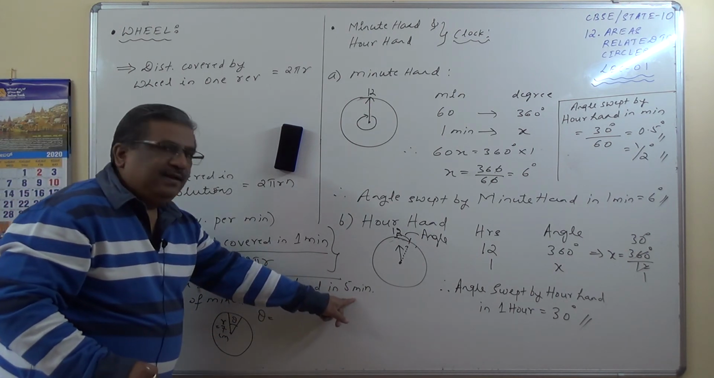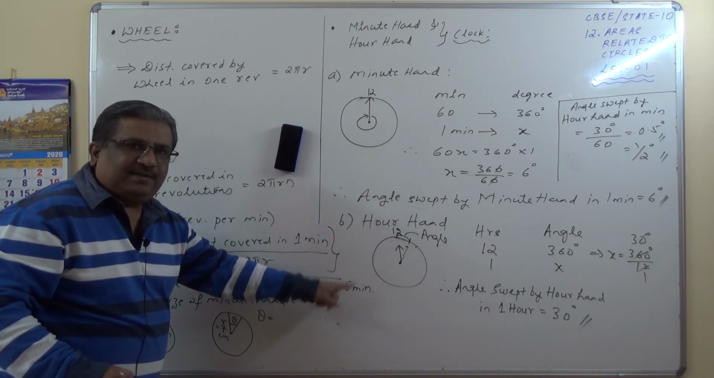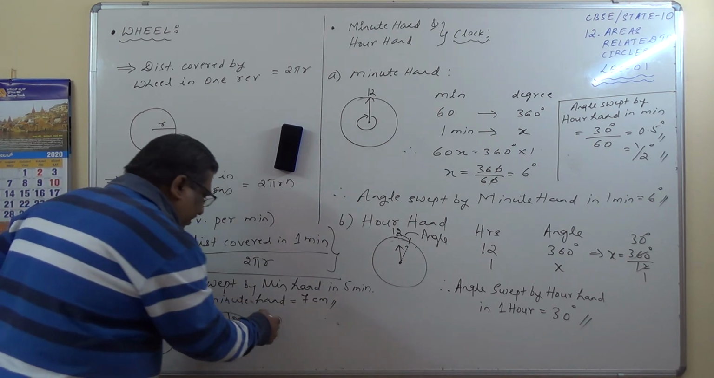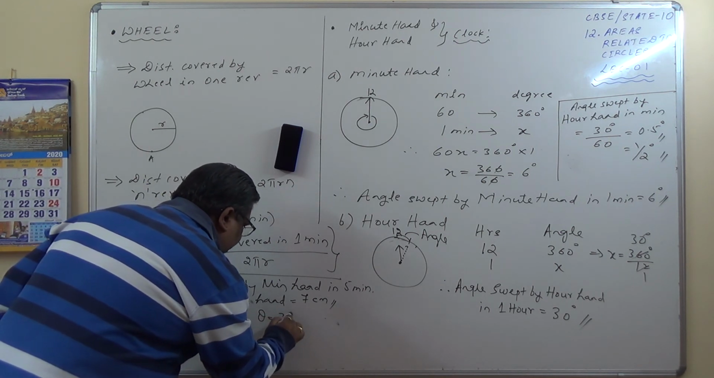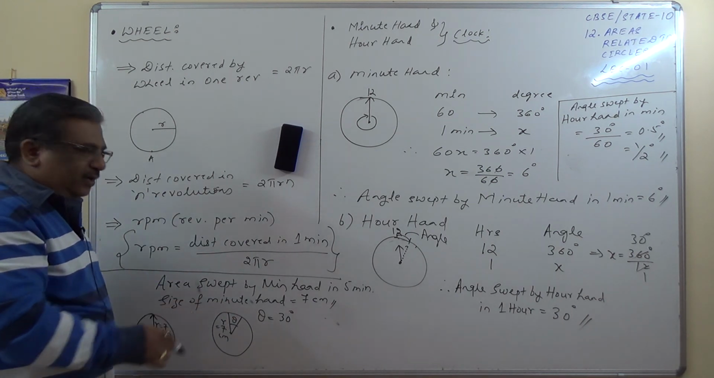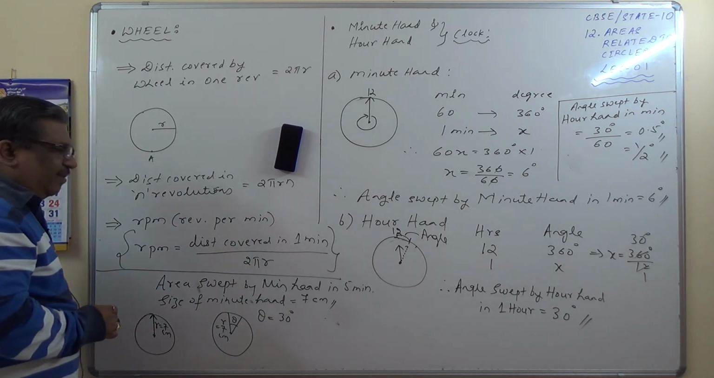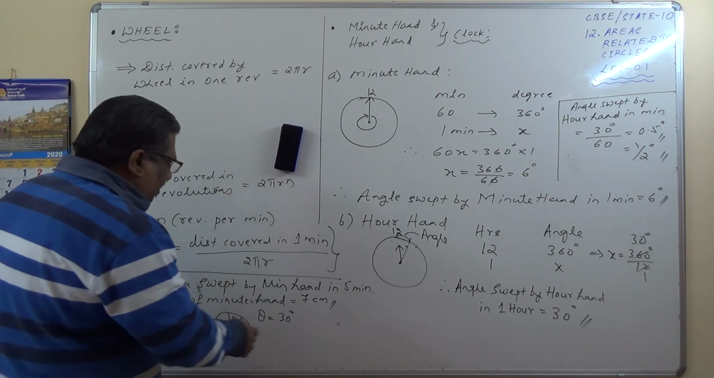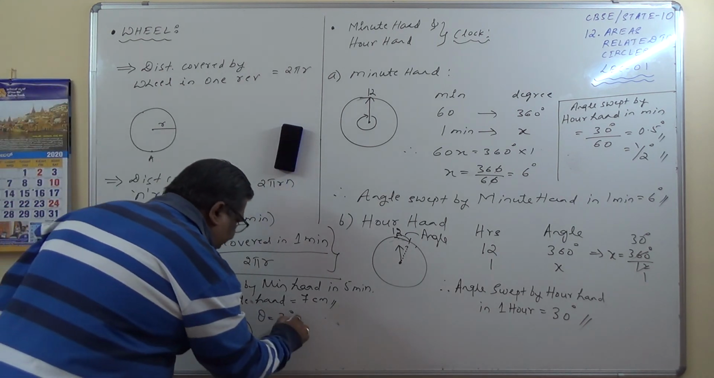So in 5 minutes, what is the angle swept by the minute hand? 6 degrees in 1 minute. For 5 minutes, 30 degrees. So here angle theta is equal to 30 degrees, because angle swept by, you can write all those things. I am taking a shortcut here. Angle swept by the minute hand in 1 minute is 6 degrees. So in 5 minutes it is 6 into 5, 30 degrees. So theta is 30 degrees.